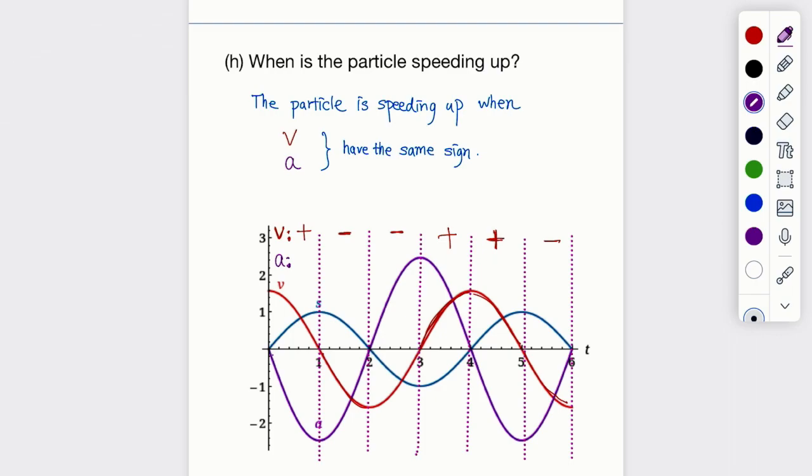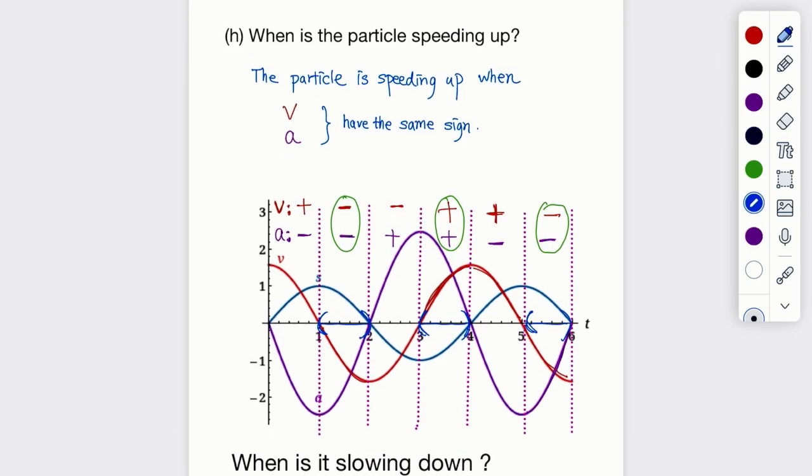Acceleration is going to be negative here, also here, and positive here, and here, and then here is negative, and here, see, is below the t-axis, so it's negative. And now we see that the particle is speeding up when velocity and acceleration have the same sign, which is going to happen over here, here, and here. The corresponding time intervals will be from 1 to 2, and from 3 to 4, and also from 5 to 6. Let's write it in time interval notation.